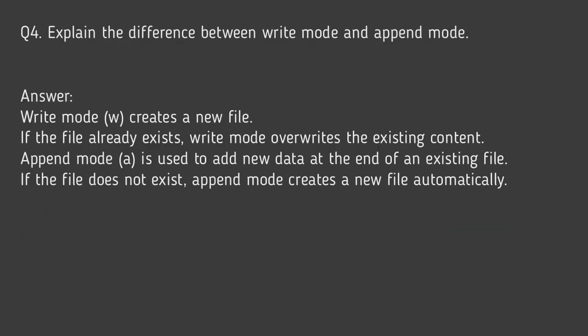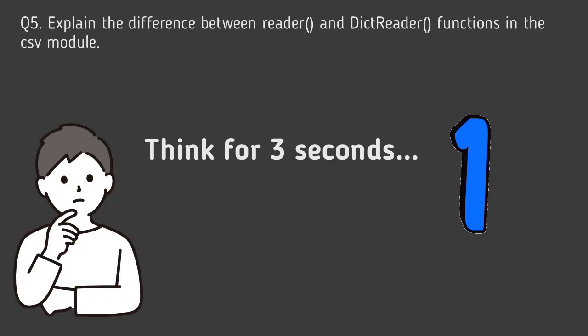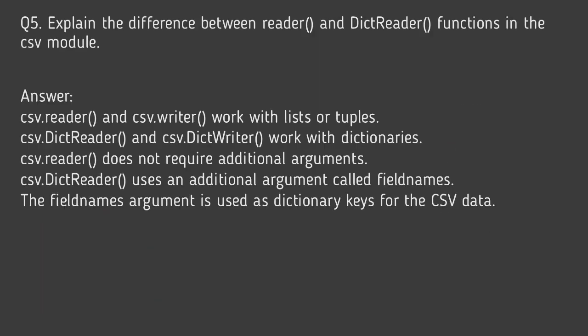Write mode creates a new file and overwrites the existing content if the file already exists. Append mode is used to add new data at the end of the file and it creates the file automatically if it does not already exist. The CSV reader function works with lists or tuples while DictReader works with dictionaries. DictReader uses column names as dictionary keys through the fieldnames argument, making the data easier to access.